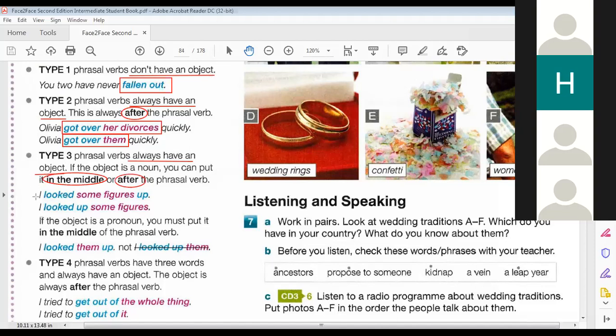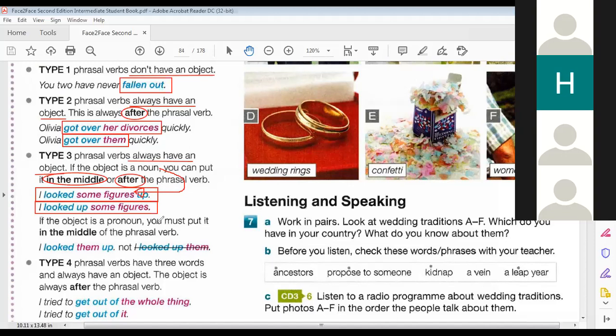The first example says, I looked some figures up. Notice how the object is put in the middle. Looked some figures up. So the pink part is the object, and the phrasal verb has two parts, the verb and the particle up. So the object came in the middle, no problem. Or you can say I looked up some figures. That is also fine. But you have to remember this is only allowed if the object is a noun. In this example, the object some figures is a noun, so it's allowed.